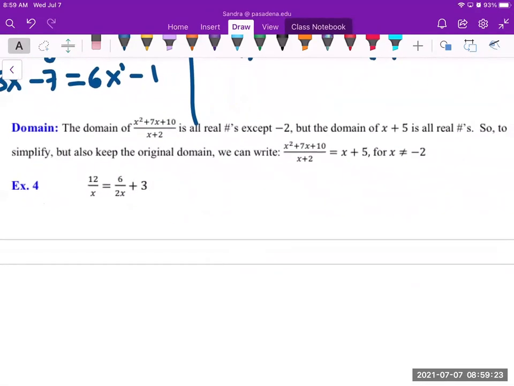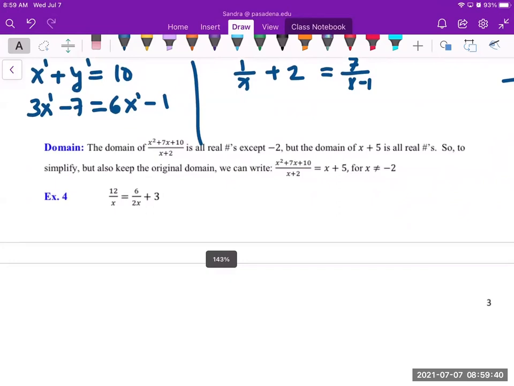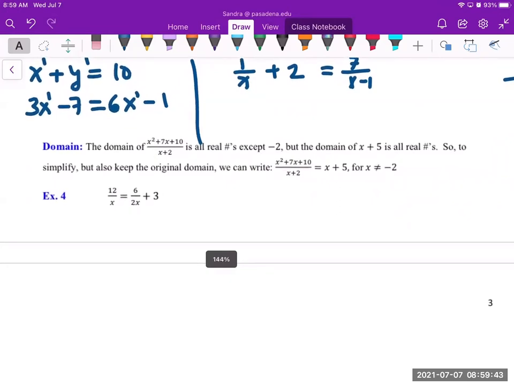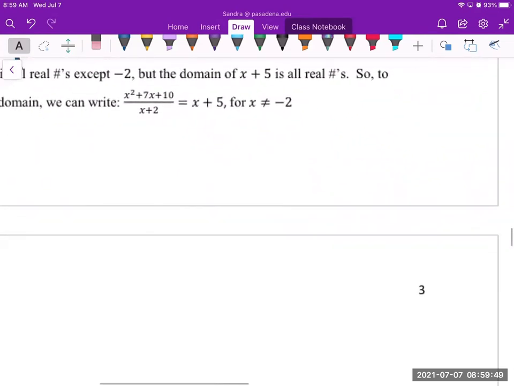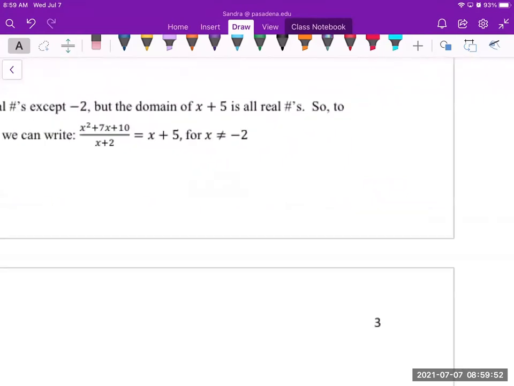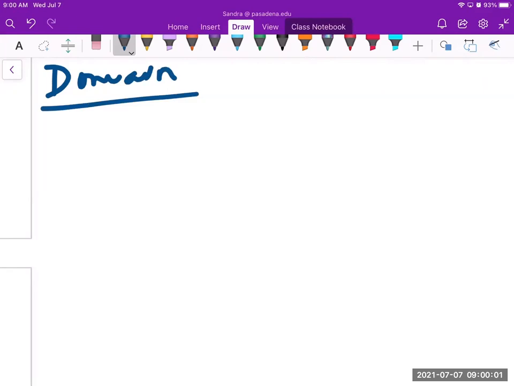Okay. The domain. What's the domain of this rational expression? It says it's all real numbers except for -2, but the domain of x plus 5 is all real numbers. So to simplify, but also to keep the original domain, we can write x squared plus 7x plus 10 over x plus 2 equal to x plus 5, where x cannot equal -2. Okay, so let me go ahead and quickly discuss what the domain is. Domain, super important topic right here. After this, I will end this video.